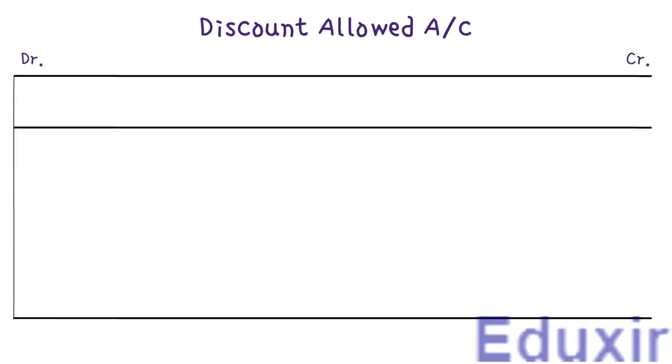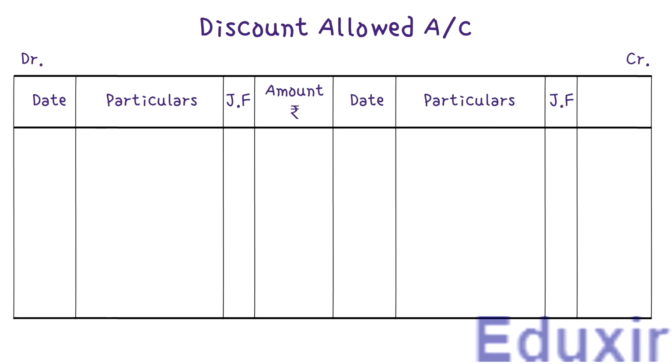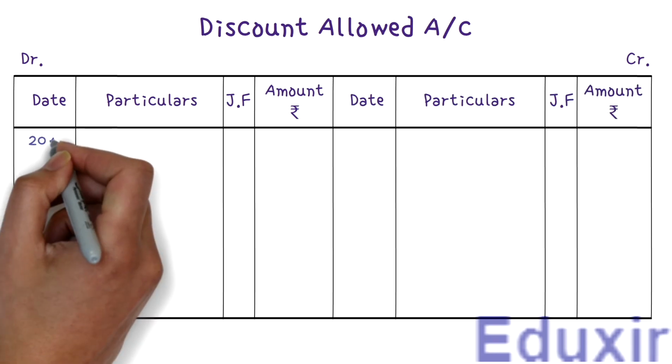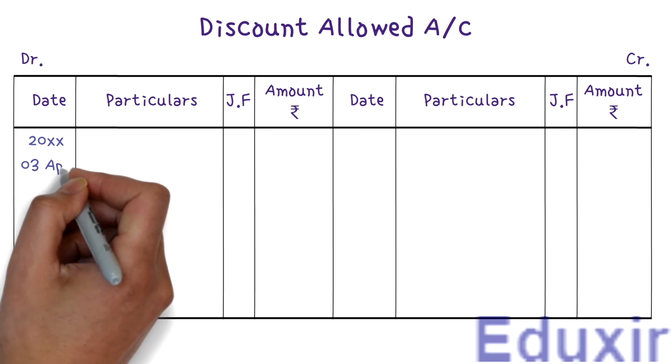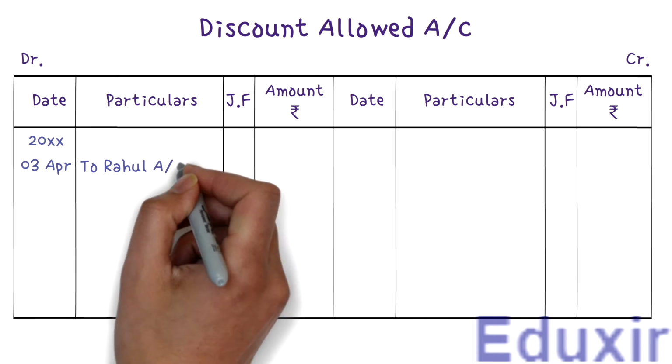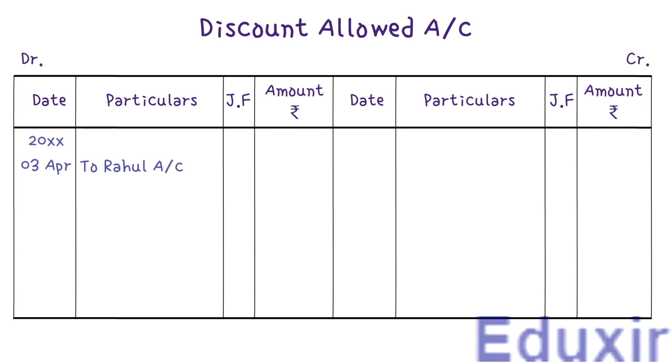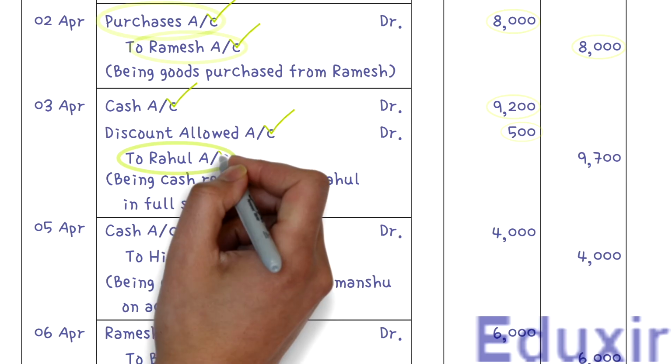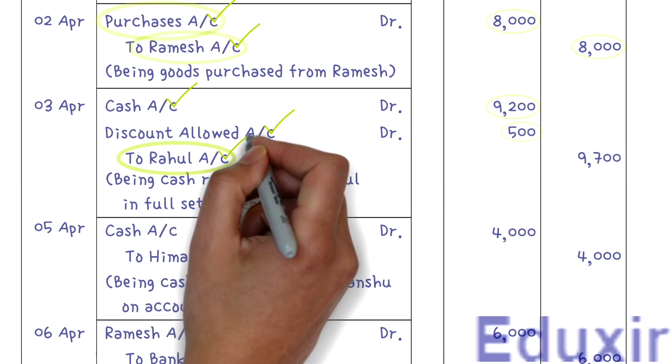Let us have the ledger account format with all the headers. As this is the first entry on the debit side, let us first write the year in the date column. Let us then write the date. We need to write to Rahul account into the particulars column. Let us then write the debit amount of 500 rupees in the amount column. That completes the posting of this journal entry into discount allowed account. Let us now take up the next entry. As the name suggests, it needs to be posted on the credit side of Rahul account.